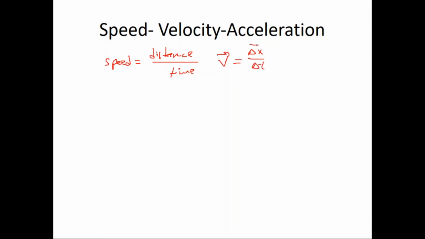And acceleration is the change in velocity with time. Acceleration is equal to delta v over delta t. So if the distance is changing with time, we can find speed. If the displacement is changing with time, we can find the velocity, and if the velocity is changing with time, we can find the acceleration. I will do examples of these equations.